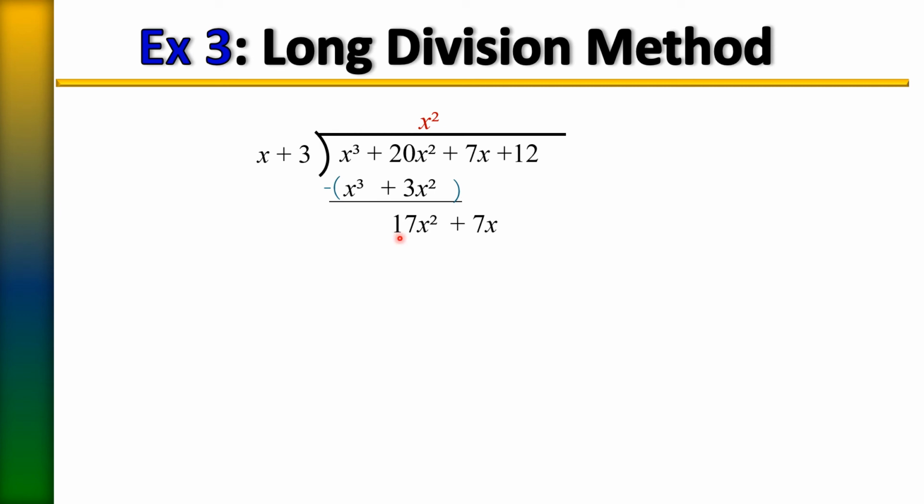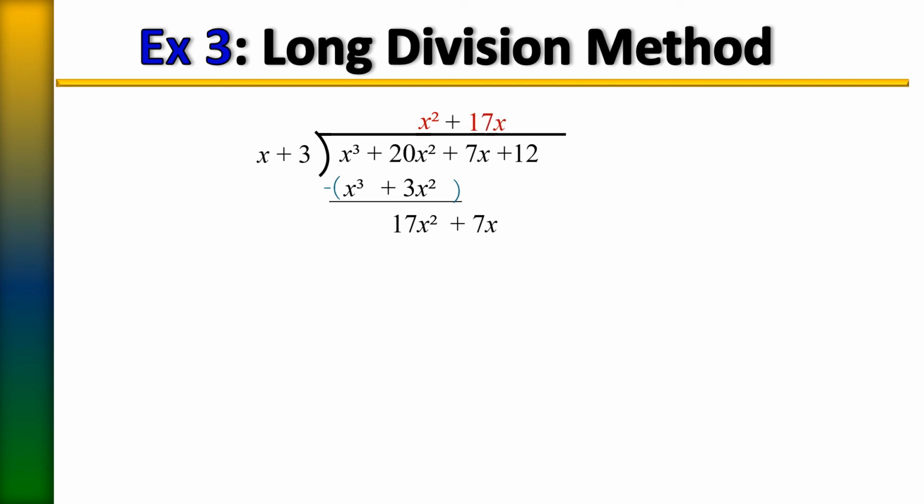Next, you want to look at the far end here. This is 17x squared. And you look here at the far end, this is x. What do you need to multiply this x with to get 17x squared? So you would need to multiply that with 17x. So let's go ahead and place it above.